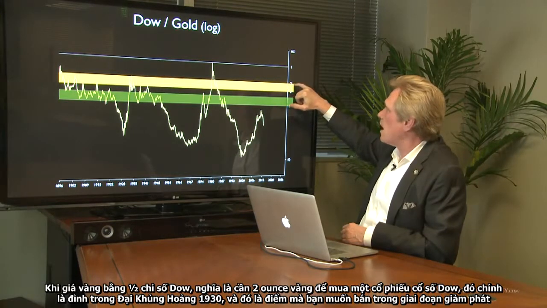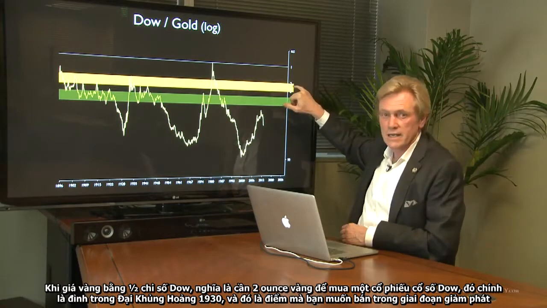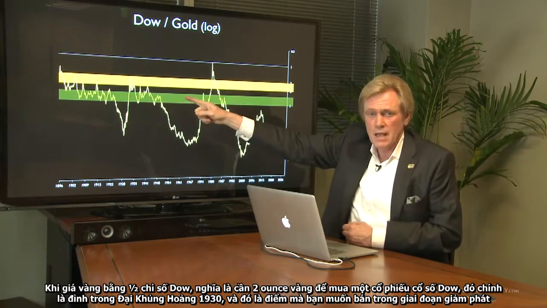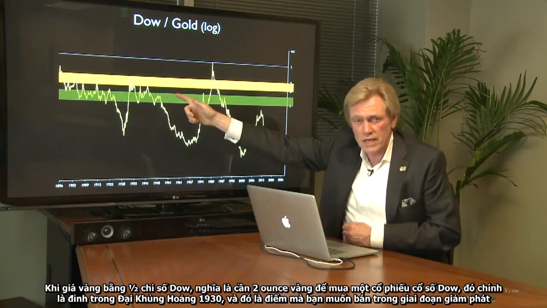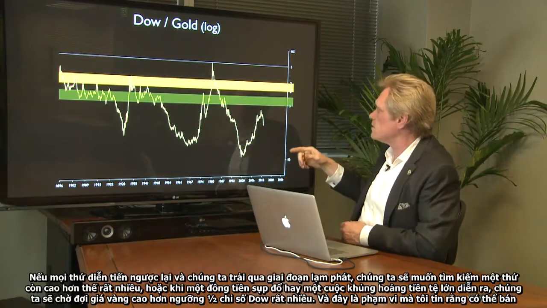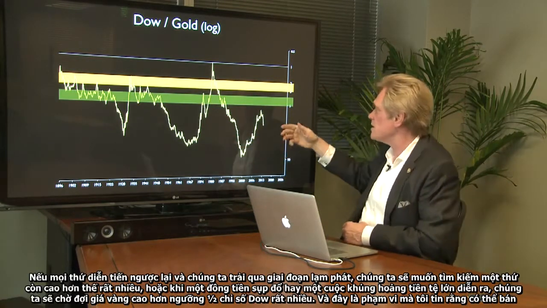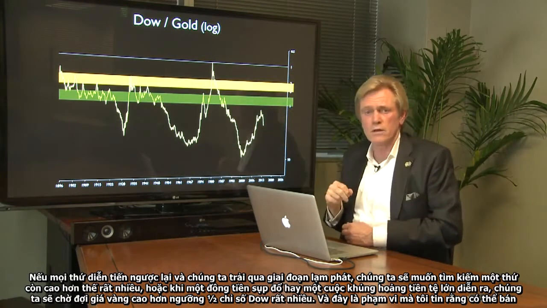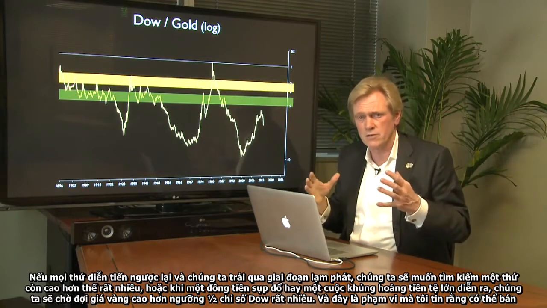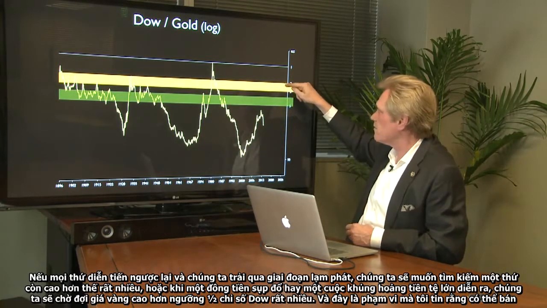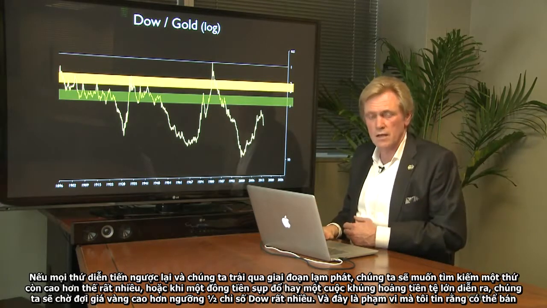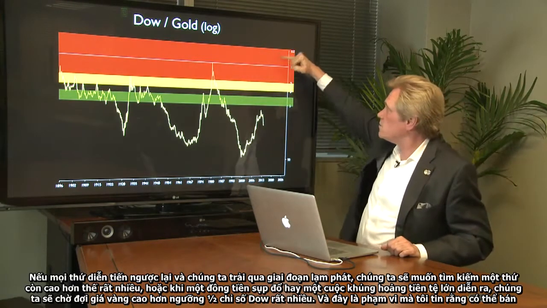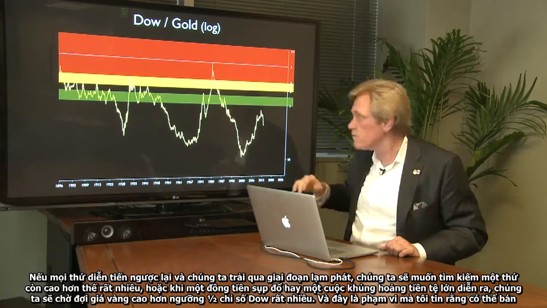When it gets to where gold's value is half the Dow, in other words, it takes 2 ounces of gold to buy 1 share of the Dow, that was the peak in the Great Depression. And so that's where you wanted to sell under a deflationary scenario. If this turns around and goes into an inflationary scenario, we're looking at something very much higher than that. Or if we go into a currency failure or a major currency crisis, we're looking at something very much higher than where gold's value is half of the points of the Dow. So this is the range to sell in, I believe.